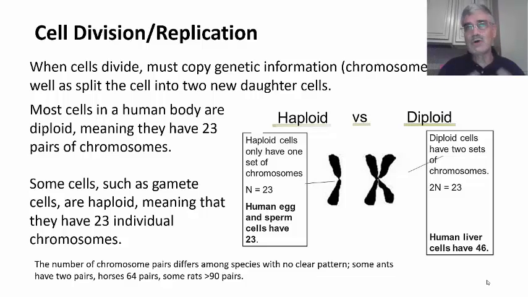But you might wonder, is 23 a good number to have? Well, there's hardly any rhyme or reason for the number of pairs of chromosomes. There are some ants that have only 2 pairs of chromosomes. We have 23. A horse has 64 pairs of chromosomes. Some rats have more than 90 pairs of chromosomes. So the number of pairs really doesn't seem to have anything to do with how developed the organism is.